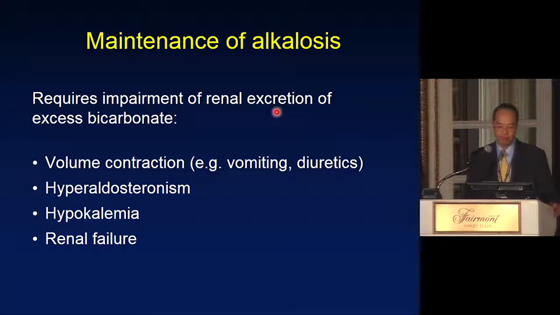So those are the things that cause alkalosis, but regardless of the cause, alkalosis can only be maintained if there is some component of impaired renal excretion. Otherwise, all that excess bicarbonate would be excreted by the kidney. So patients have to be volume contracted, or have hyperaldosteronism, or hypokalemia, or just have frank renal insufficiency in order to have persistent alkalosis. If you take someone with normal renal function and give them a bunch of antacids, it's very unusual to get any alkalosis whatsoever. Take a patient with CKD stage 4, give them some antacids, they rapidly become alkalotic.